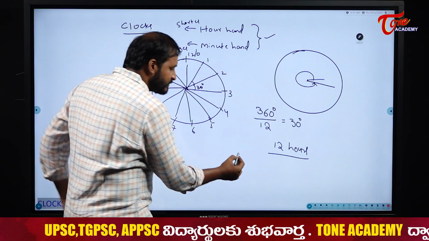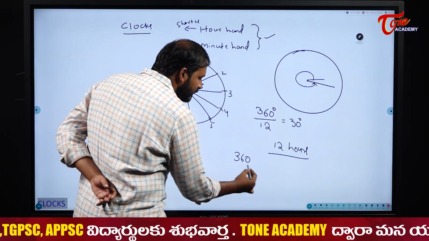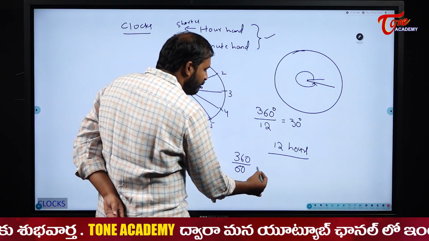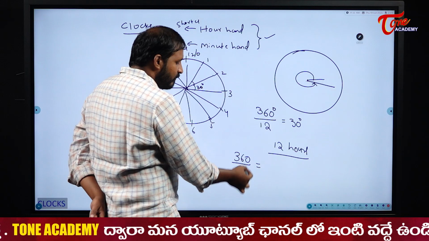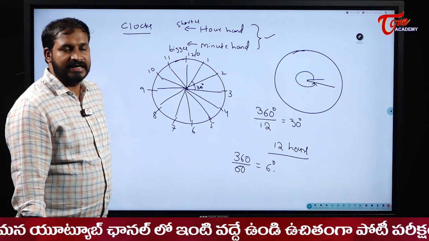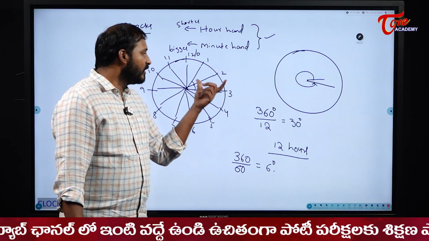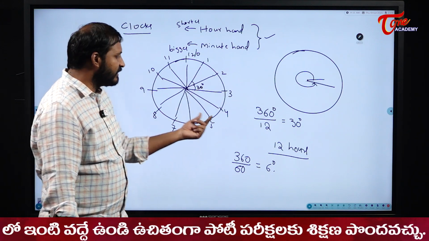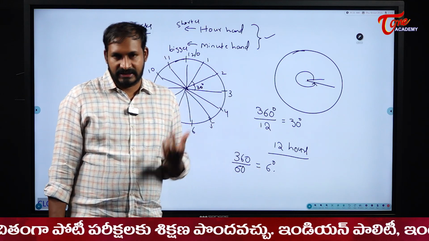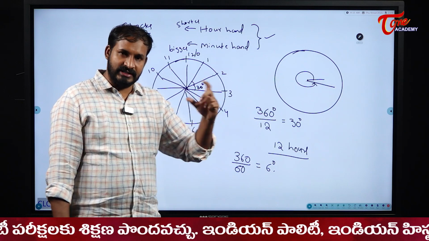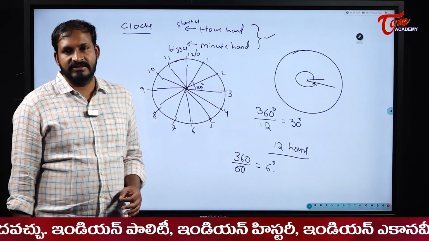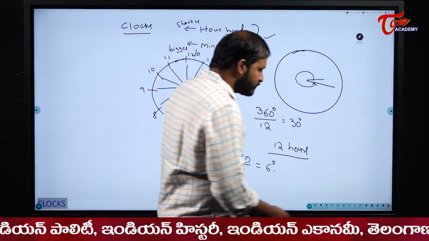Similarly, this total 360 degrees was divided into 60 minutes, right? So that means 1 minute is equal to what? 1 minute is equal to 6 degrees. So total 360 degrees is divided into 12 hours, and the same 360 degrees is divided into 60 minutes. So each hour is equal to 30 degrees and each minute is equal to 6 degrees. Okay, good, superb.